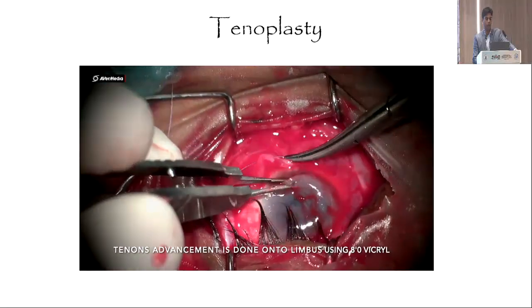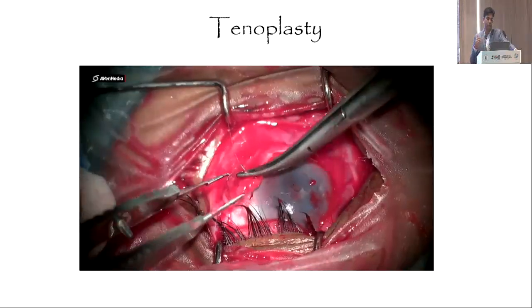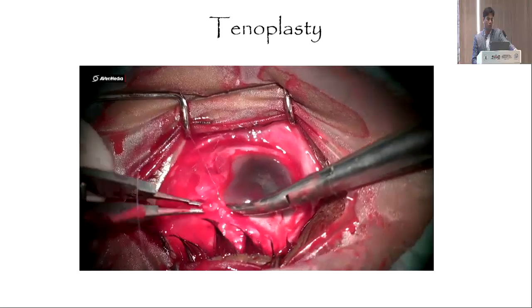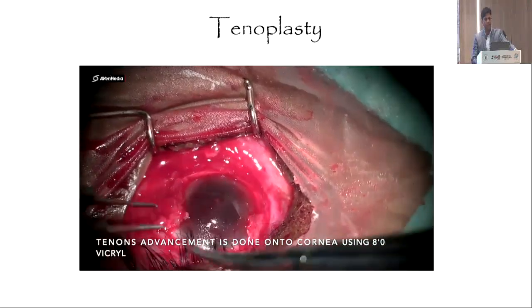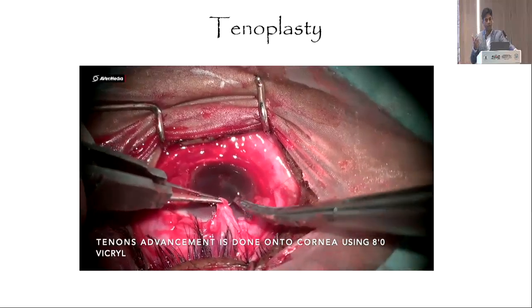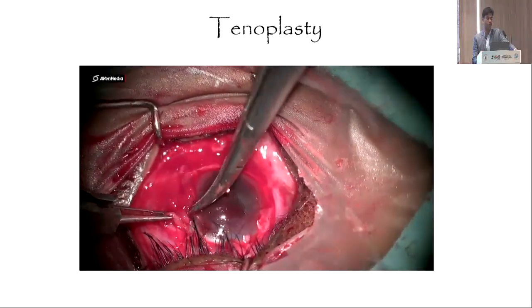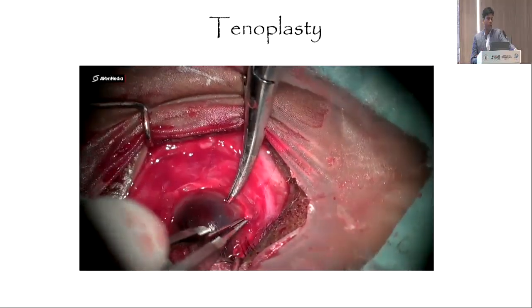And then I secured, since the perforation is just a linear perforation, I secured it with suture only, and I secured the whole Tenon's tissue to the limbus, as well as some bit to the cornea also, with a 10-0 nylon suture, because my goal is just to vascularize the surface, nothing else.